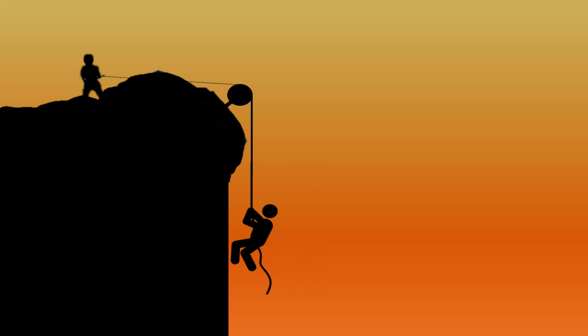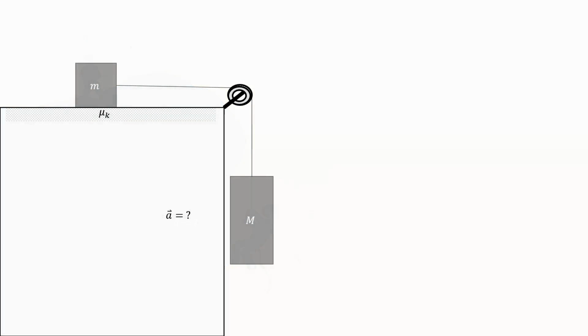Let's consider a more exciting system. A rope connects one climber on a cliff to another dangling precariously off the precipice. This sort of system will tend to accelerate the hanging climber downward and the standing climber rightward. We want to know what the acceleration will be so that we can make it as small as possible. We'll model our system with a pair of masses, labeled small m and large M. We'll assume we know the coefficient of friction between the mass on the top and the surface.